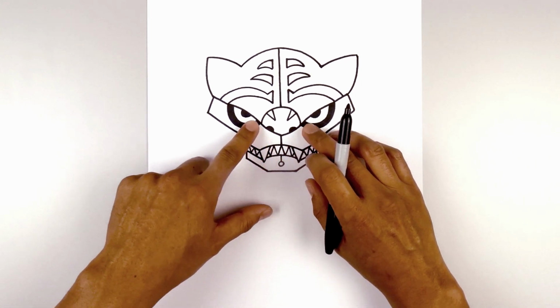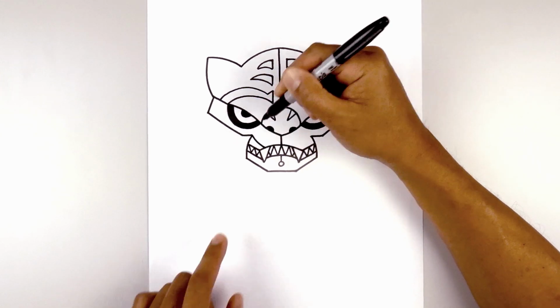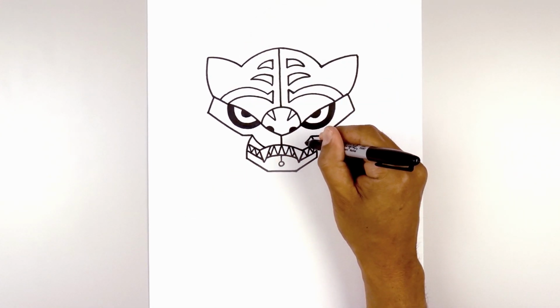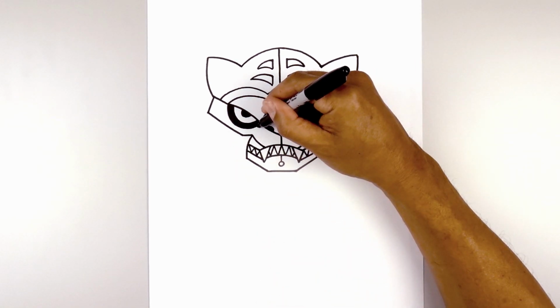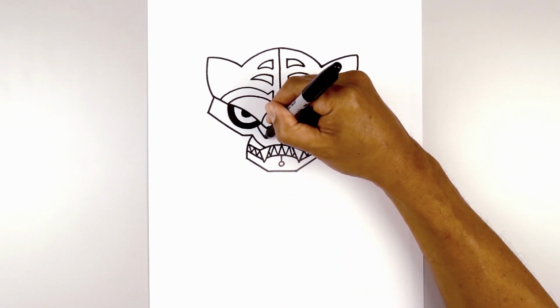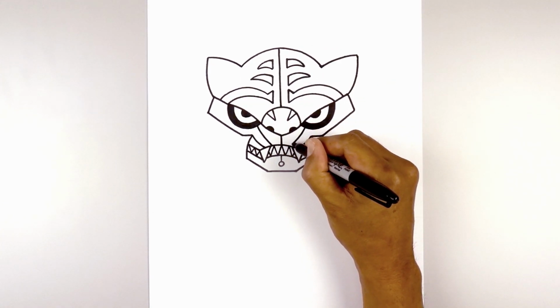Now we're going to add a couple stripes on the inside of the face. Starting from this point, I'm going to curve down and in towards the top of that main fang. And then from the inside edge of the left eye, we're going to curve down and in towards the top of the mouth. We'll do the same thing on the right.